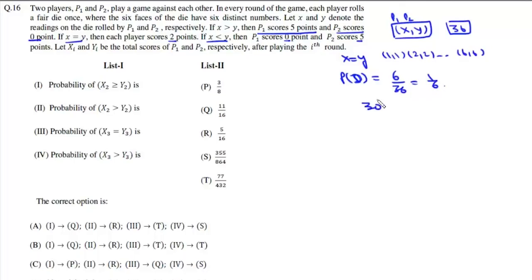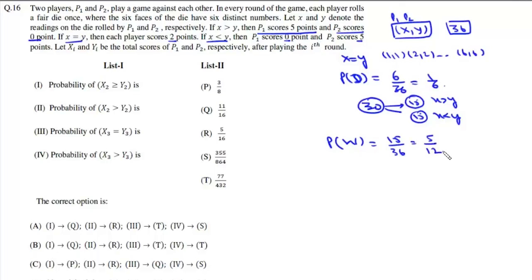In the remaining 30 cases, from symmetry we can say in half the cases, that is in 15 cases, X will be greater than Y, and in 15 cases, X will be less than Y. So probability of player 1 winning will be 15 by 36, which is 5 by 12, and player 1 losing will also be 5 by 12.